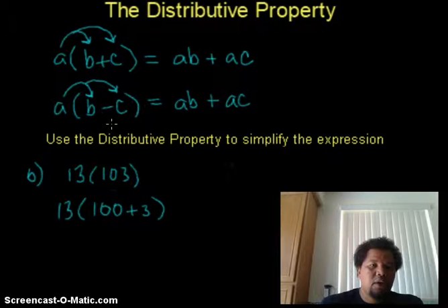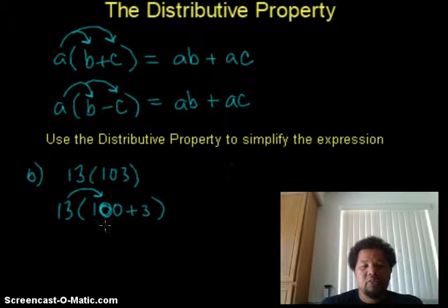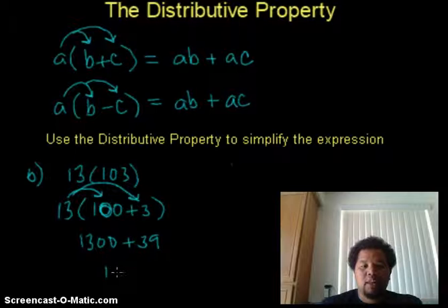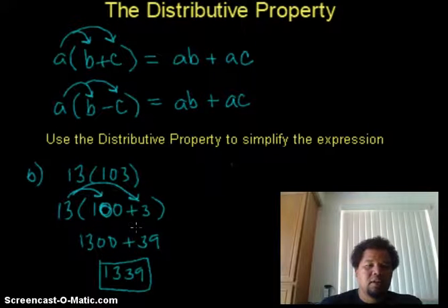So here we go ahead and distribute. This is a 0 right here. We distribute, meaning we're going to multiply 13 times 100, which is just 1300. And then multiply 13 times the 3, which is 39. And now we can add that together. And this is a simple addition of 1,339. So using the distributive property to simplify this expression kind of makes our multiplication a little easier.